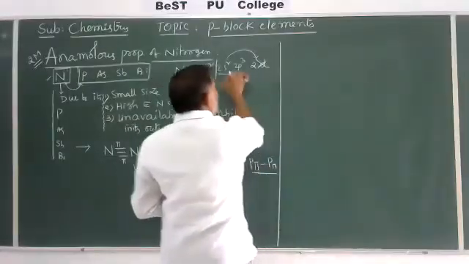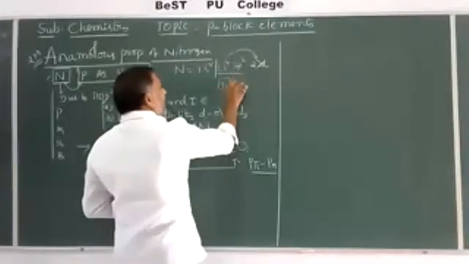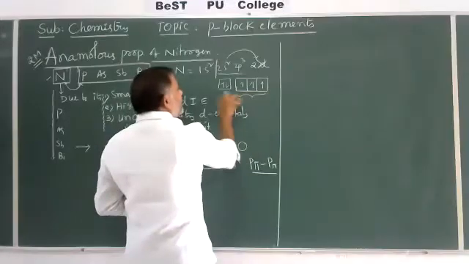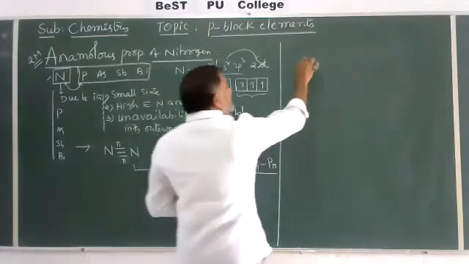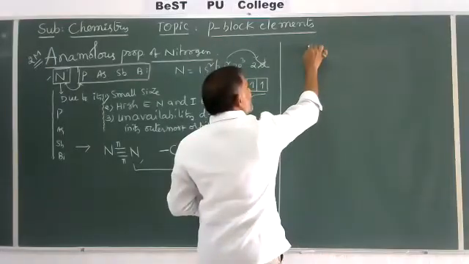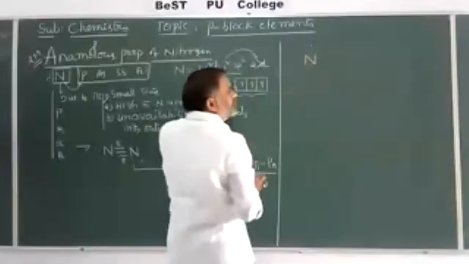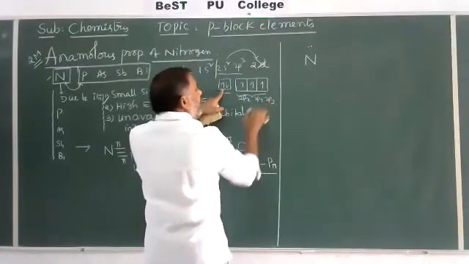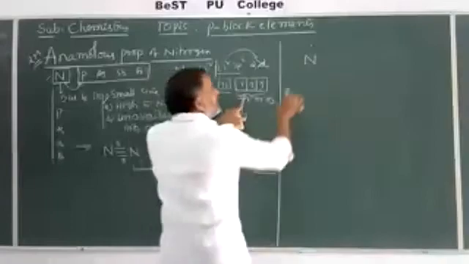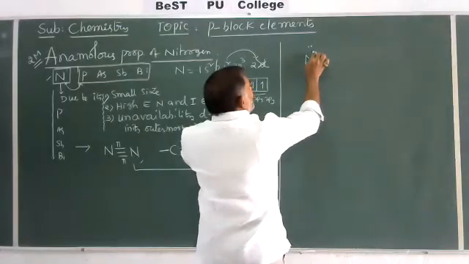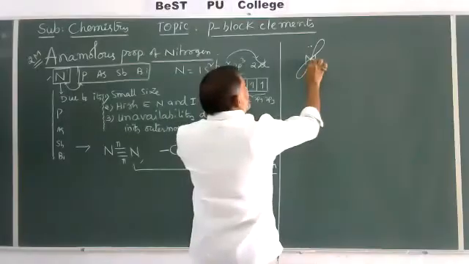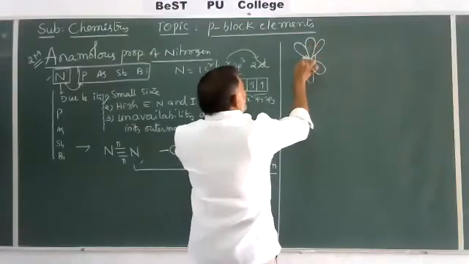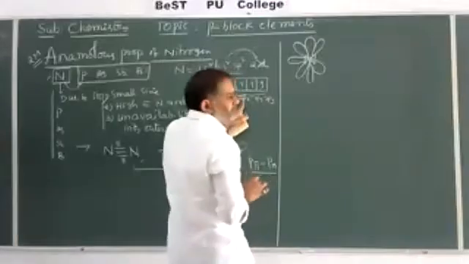Here, nitrogen's atomic number we know. It has 5 valence electrons in its outermost orbit, 3 unpaired and 1 lone pair. So the Lewis dot structure for nitrogen we know. This is the 2s, with one lone pair. And 3 p orbitals are present: 2px, 2py and 2pz. Some electrons are present in the s orbital too.